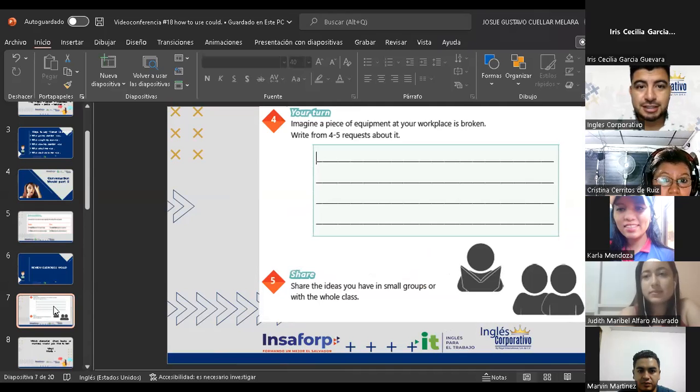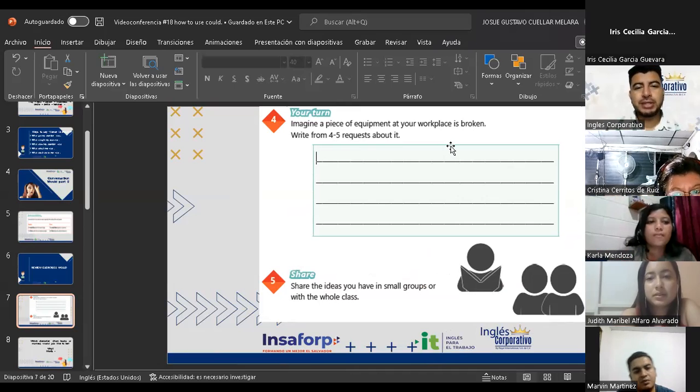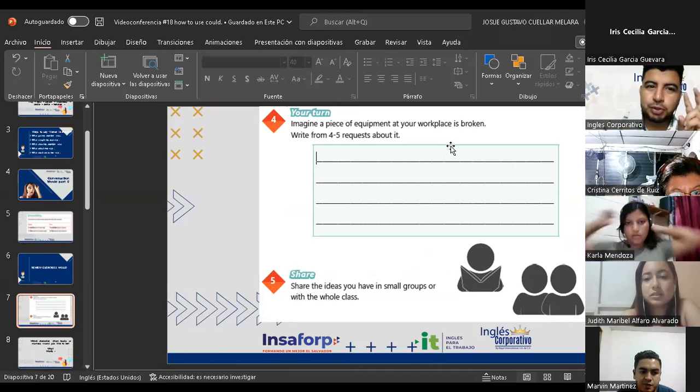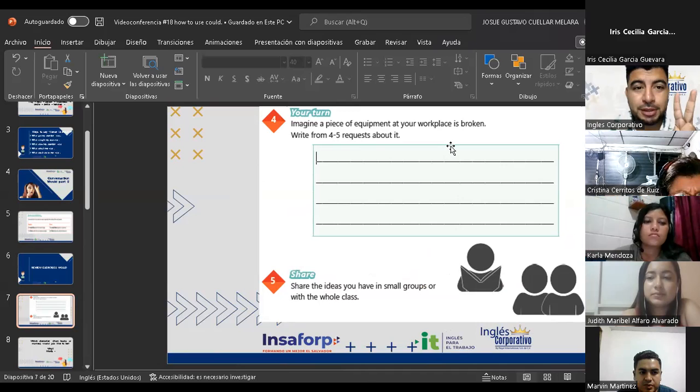The instruction says, imagine a piece of equipment at your workplace is broken. Algo se quebró, se rompió. Write from 4 to 5 requests about it. We are going to do just 2. Solo vamos a pedir 2 solicitudes acerca de eso.